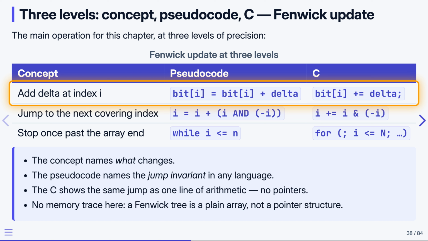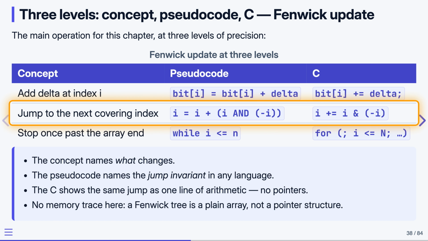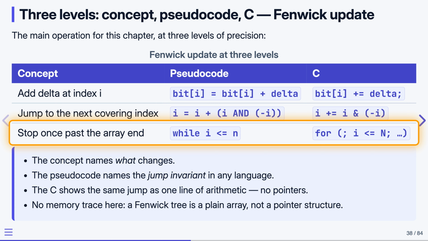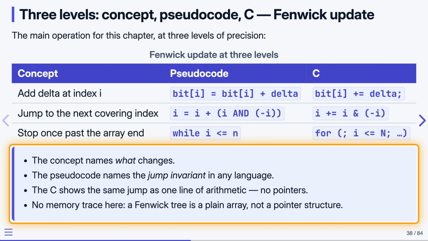Same thing, 3 ways. Second row, the jump. The concept is jump to the next covering index. Both the pseudocode and the C add I and negative I, the lowest set bit. Third row, the stop. We keep going while I is at most n, and stop once I passes the end of the array. Notice something.